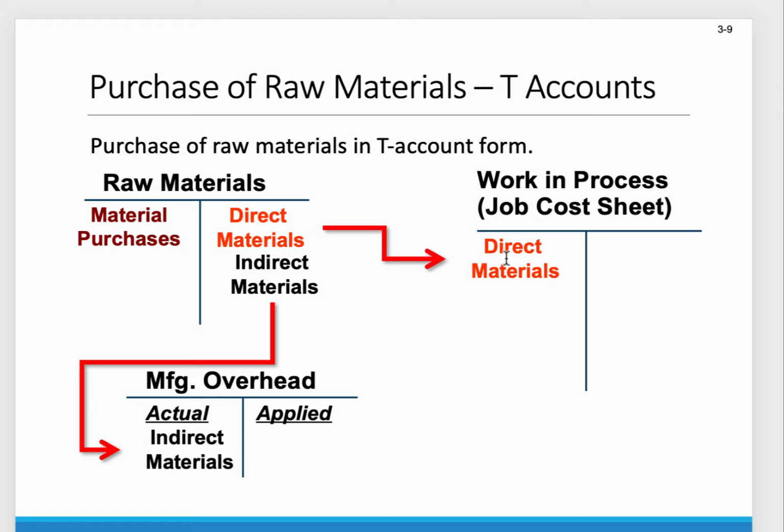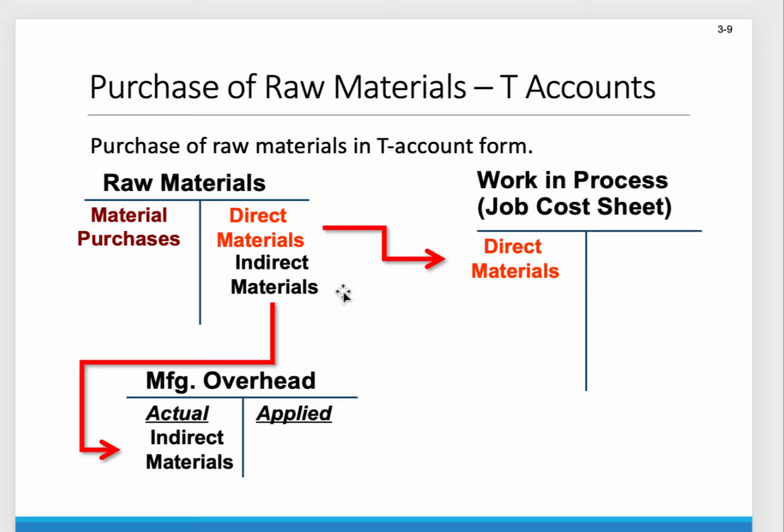Okay, not a problem. Raw materials is an asset, we decrease an asset with a credit. Work in process, or WIP, is an asset account. We increase an asset with a debit. So that's why we have the credit side of direct materials going straight to the WIP. Okay? And that's why we see it on the left side there, because it's increasing.